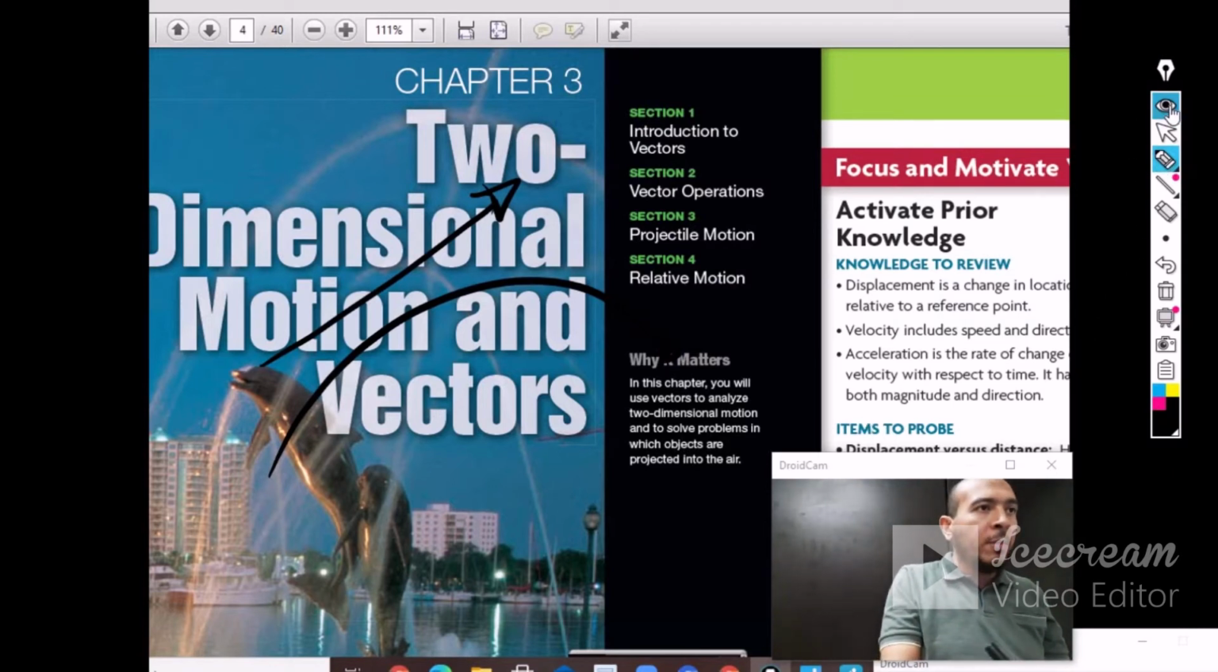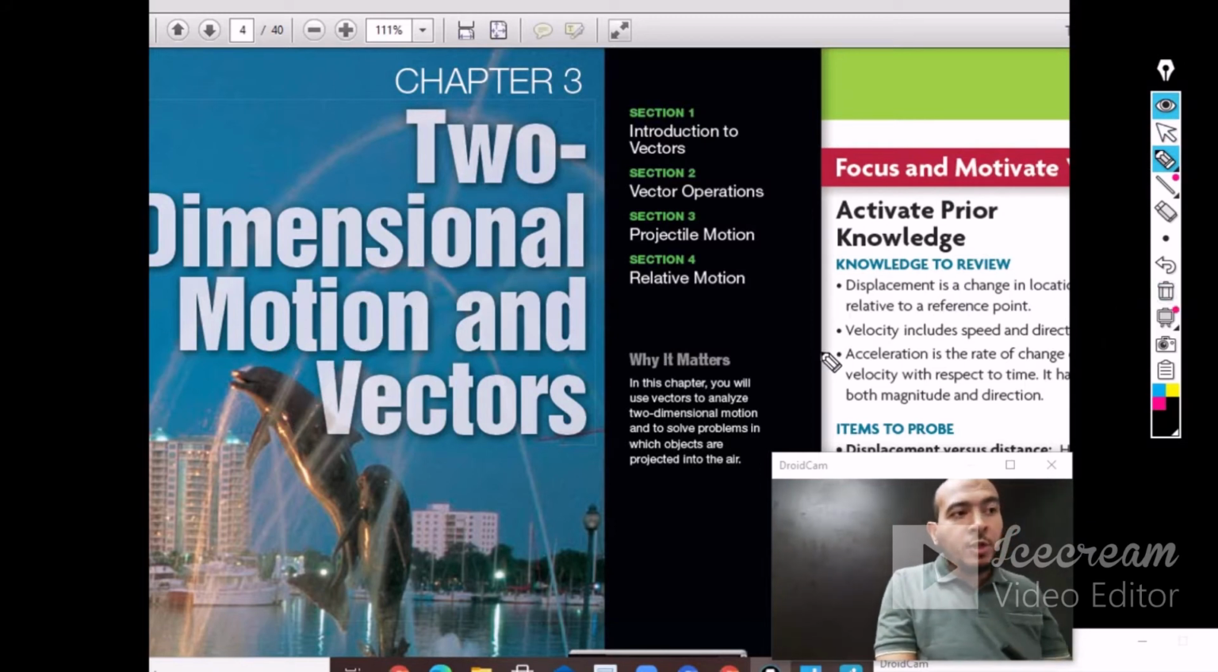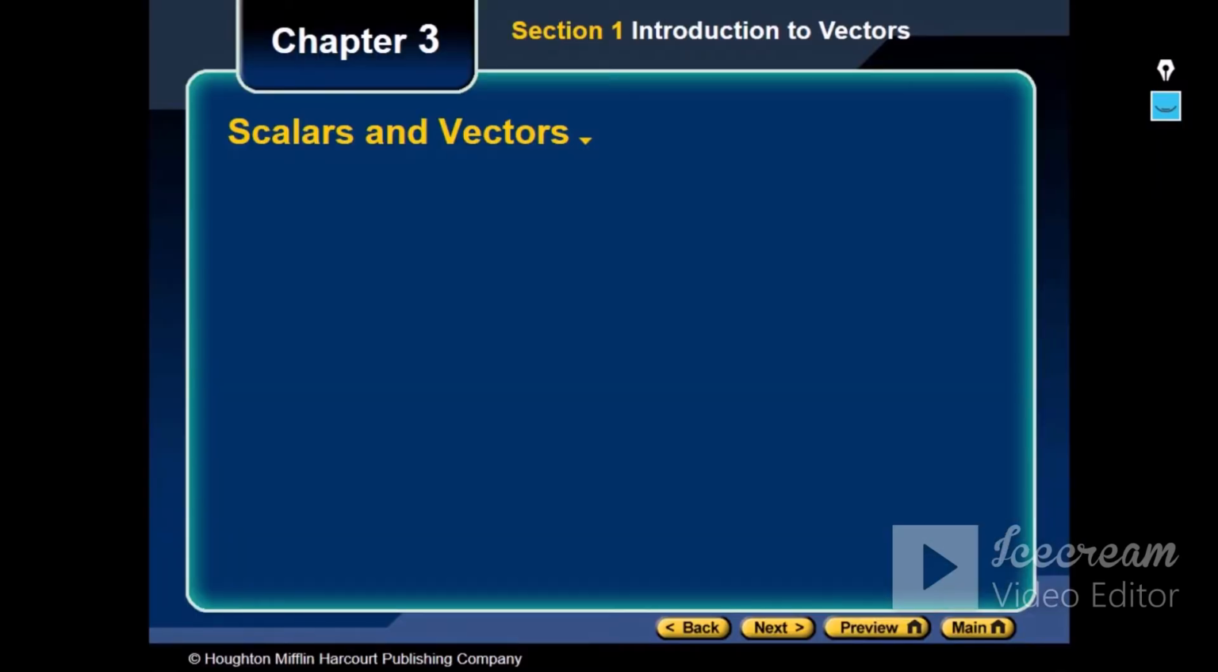Let's take some introduction about vectors. At the beginning we should understand what vectors are and how we can deal with them, because of that we will talk about some information about vectors, guys. At the beginning we should understand the difference between scalar and vector quantities. Now, what is the difference between scalar and vector?